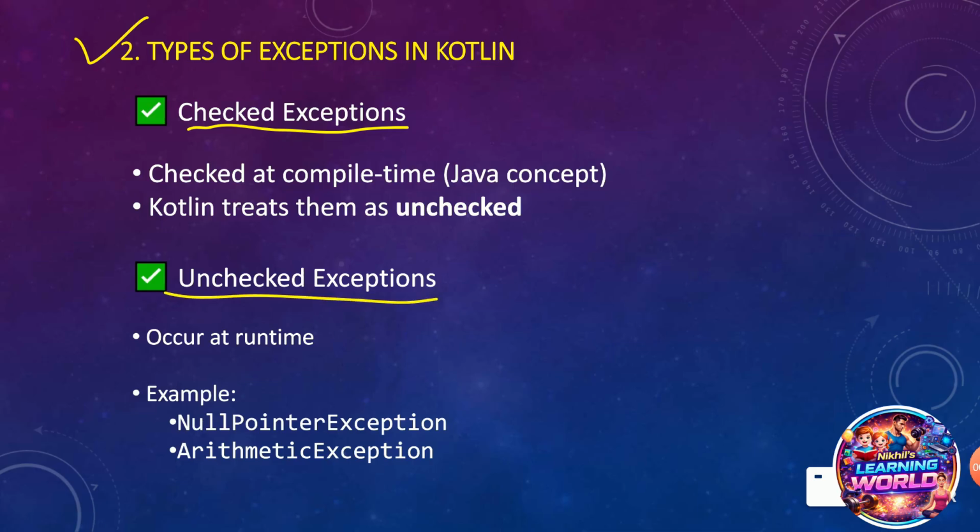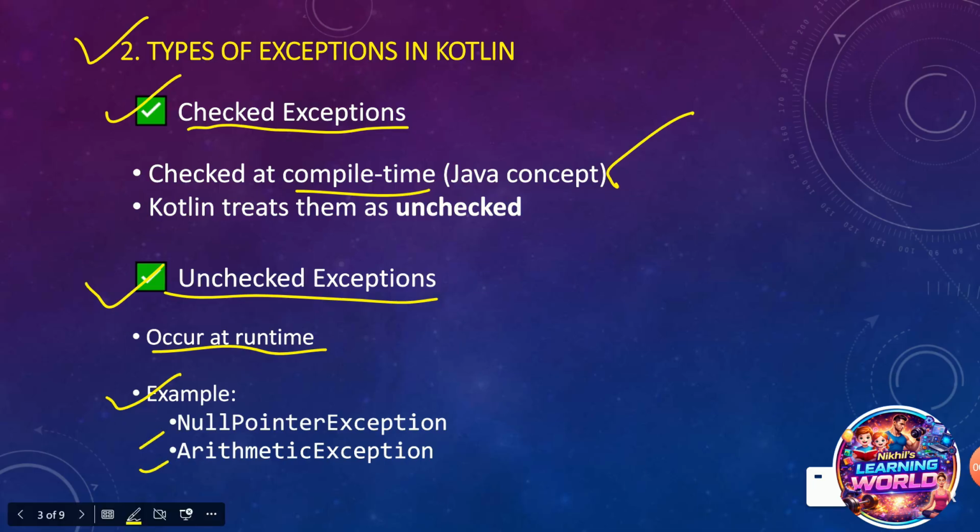If you are aware of the Java concept, checked exceptions are checked at compile time and unchecked exceptions at runtime. Keep in mind that Kotlin treats all of them as unchecked, and unchecked exceptions occur at runtime. For example, null pointer exception, class not found exception, and arithmetic exception.